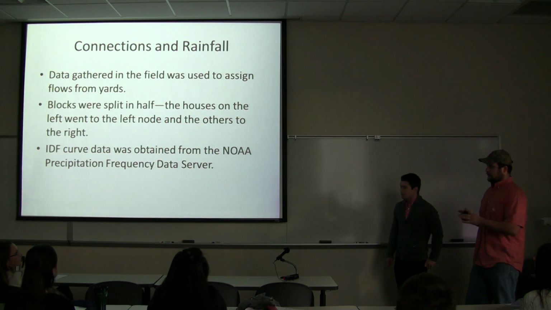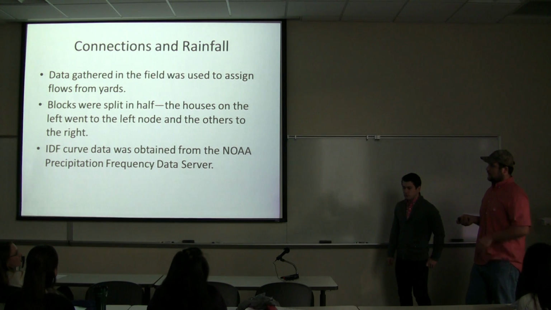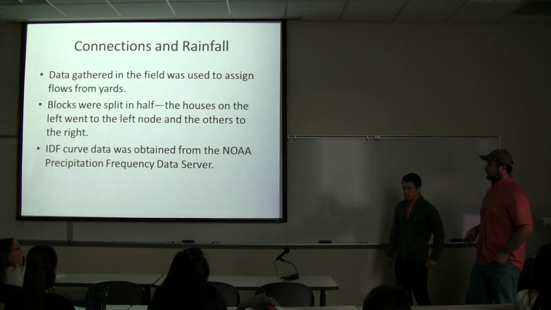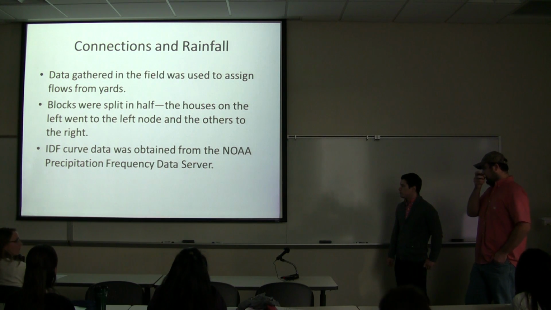How we attributed the flow for the blocks: some groups had to space it throughout the pipes, but we just split the blocks in half so that the east block went to the east node, whereas the west block went to the west. And we obtained the IDF curve from the NOAA website.